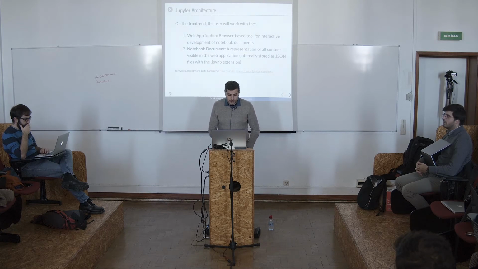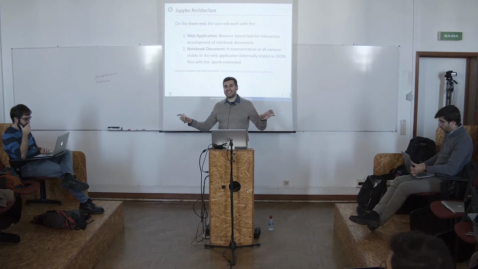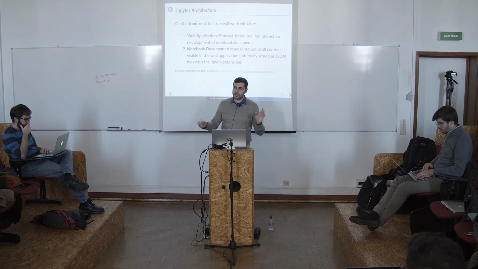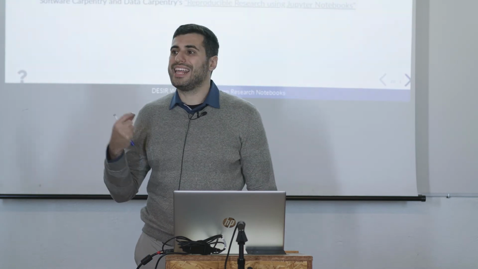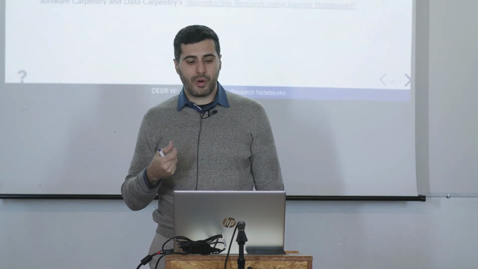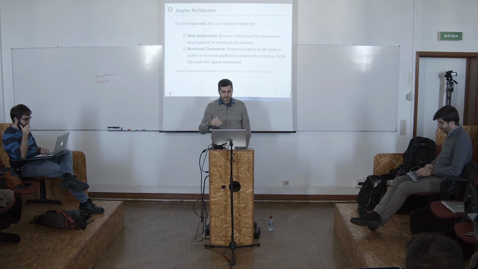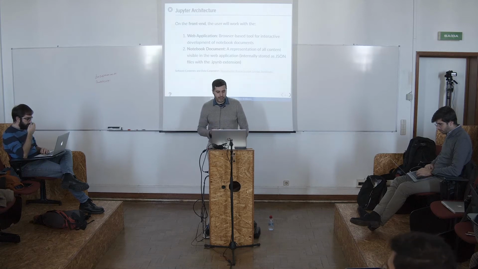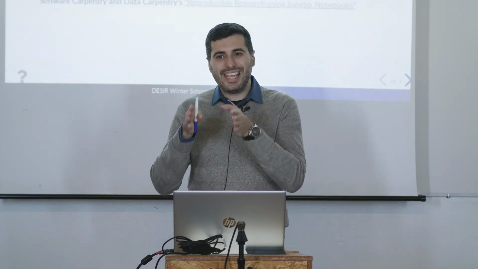In terms of the architecture, Jupyter is composed of two parts. On one side we have the front end, and on the other side we have the back end. Those are very techy terms used in the industry to refer to the way in which websites are usually built these days. When we say front end, we basically mean things that are run in the browser by the browser. Everything that runs in the browser is usually called front end. Everything that runs in a server somewhere else is called back end. So on the front end side, we have the web application, which is a browser-based tool for the development of the actual notebook document, and then the notebook documents, which are each individual instance of a notebook.